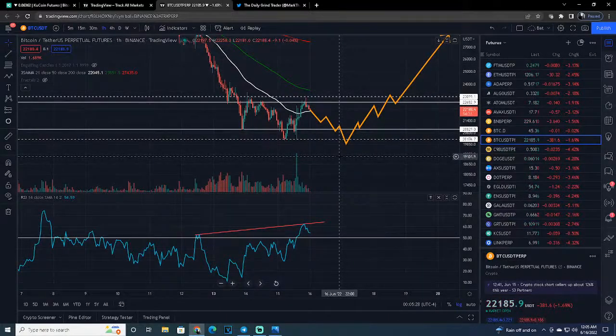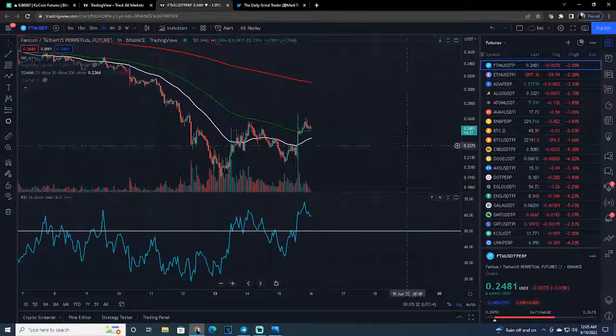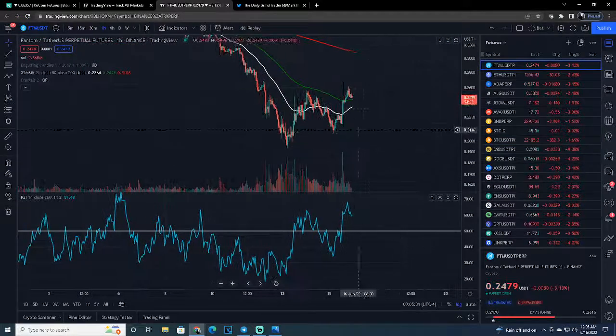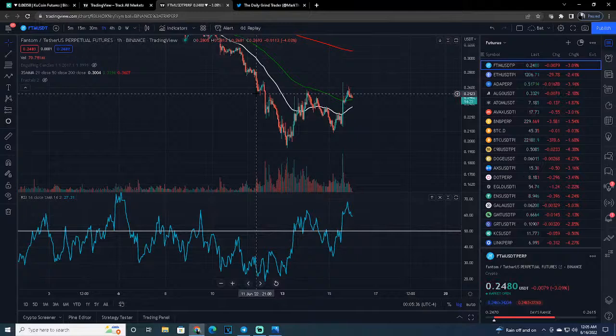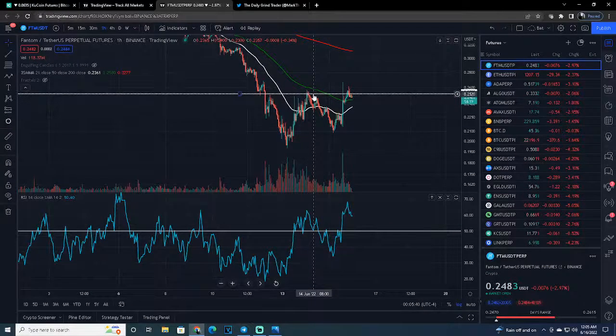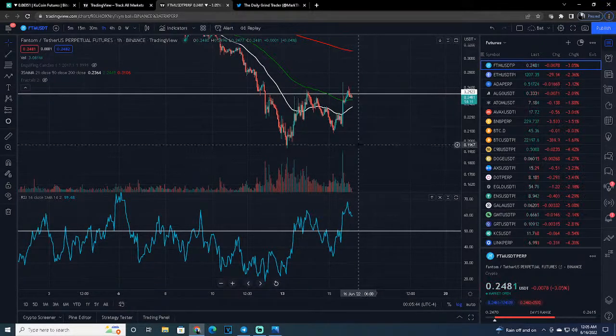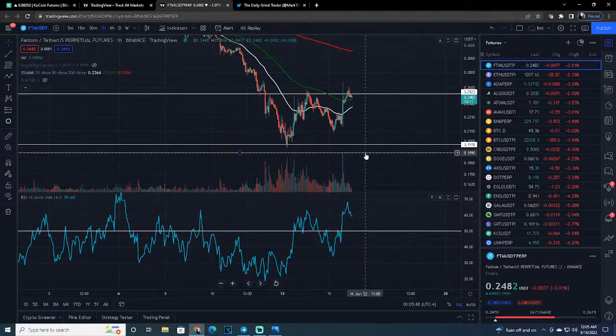This pattern is playing out. I'm going to take a look at FTM real quick, and Phantom is looking pretty similar. We've got preliminary support on the way down, retested it, and have retested it again for the second time. We should hit probably a lower low here coming in. We should get some downward pressure and probably get a lower test here.